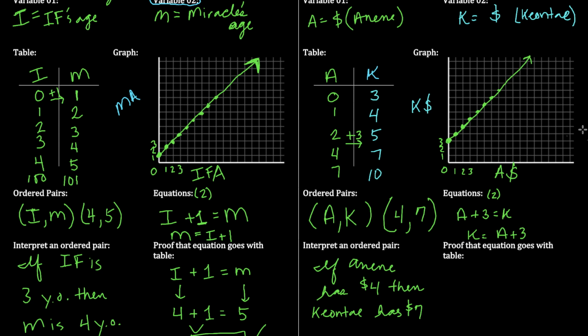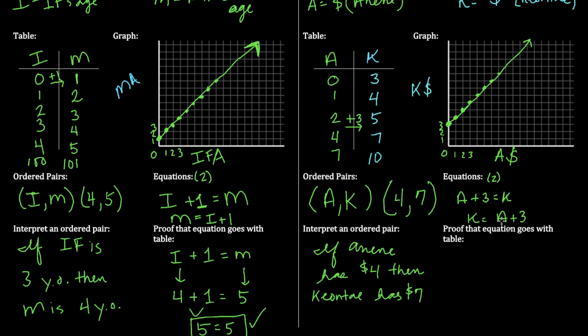Now let's go ahead and use one of our equations. Doesn't matter which one. I'm going to use the first one again. So Nene's money plus $3 should give me Keontae's money. Nene's money, I'm just going to take this 4 again, is $4. Then Keontae's money should be 7. So 4 plus 3 is 7. Yep, and that's what we were supposed to get. This is correct. That is it. Thank you.